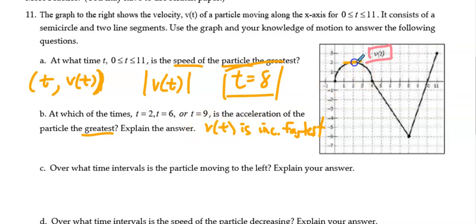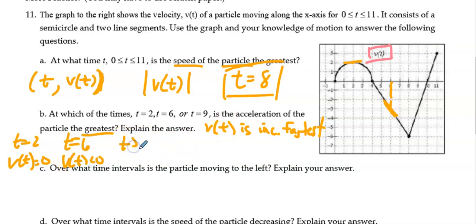So at time equals 2, our velocity is actually equal to 0. So we know that's probably not right. At time equals 6, our velocity is actually negative. Again, we don't care what that value is. It doesn't ask us what the value is, but it's just going to be negative. So our velocity is going to be less than 0.